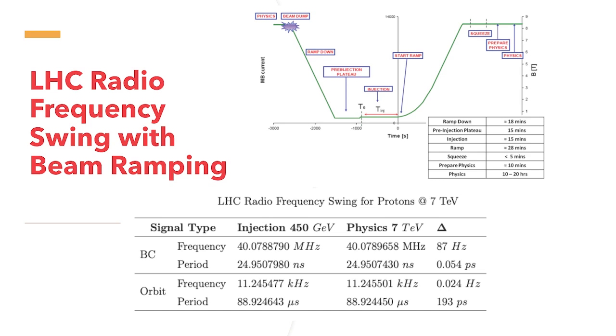And when these particles are bunched together and rotated, they are called bunches of particles. The clock at which they are rotated is called the bunch clock, and the frequency is 40 megahertz. There is also an orbit frequency, and you can take this example as a circulating bus. So this entire set of bunches rotates at around 11 kilohertz or so. So I have given you the concept of how the radio frequency swing happens with beam ramping.